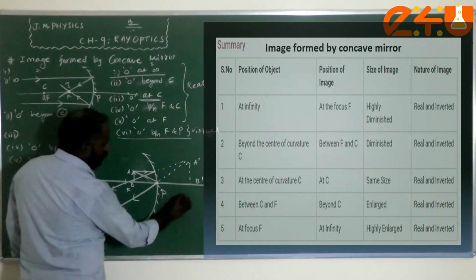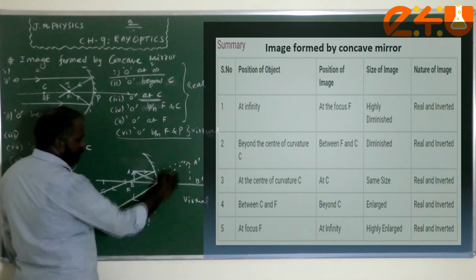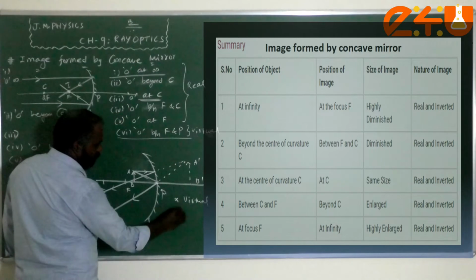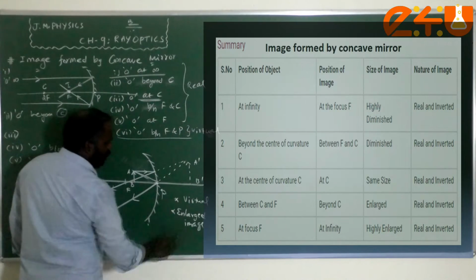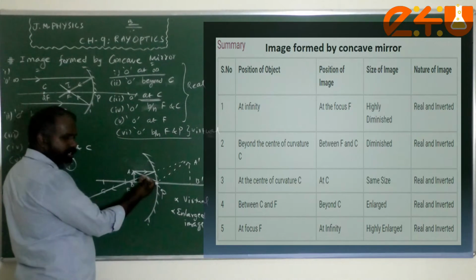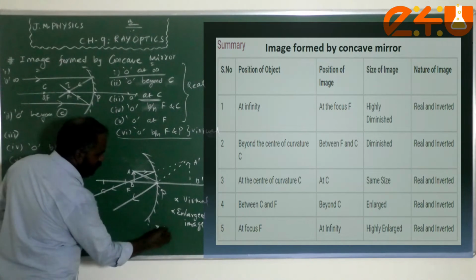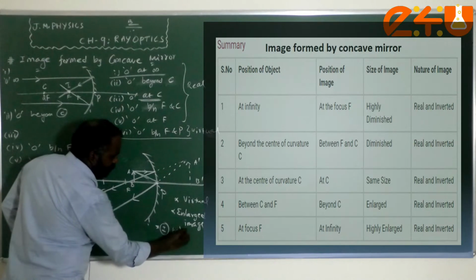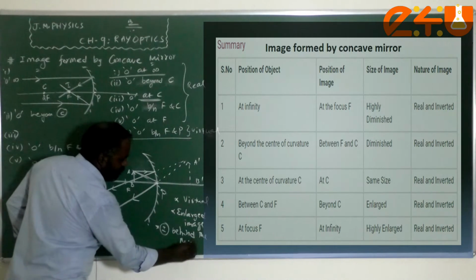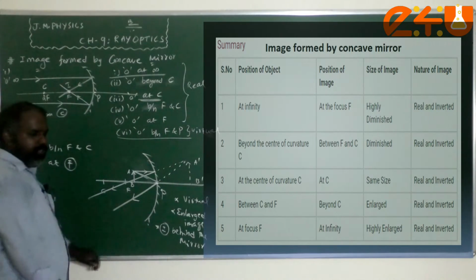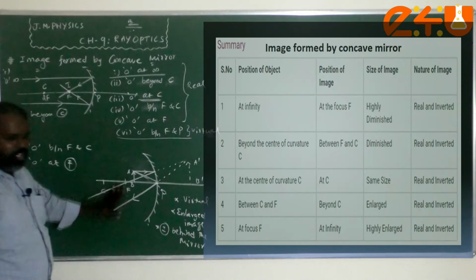Virtual image. The image is virtual and enlarged. Also, since anything formed behind the mirror is generally virtual, the image is formed behind the mirror. So this is the nature of the image formed in the sixth case of the concave mirror. Children, please kindly note it down.